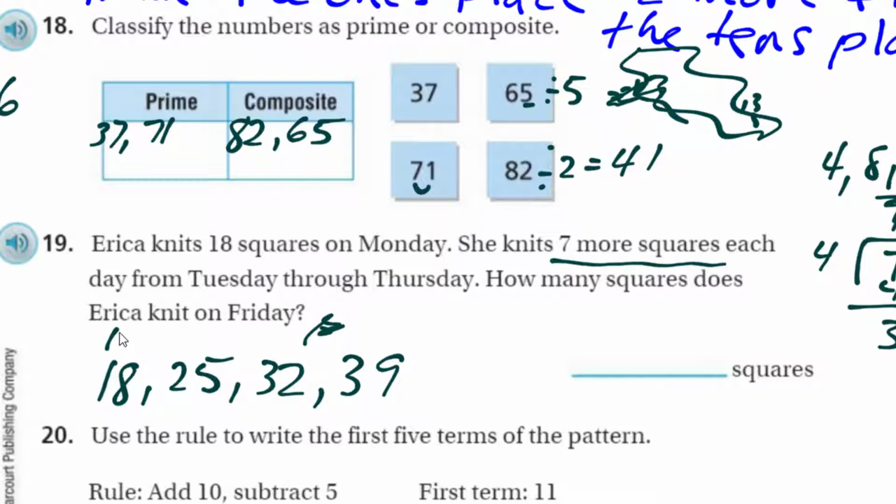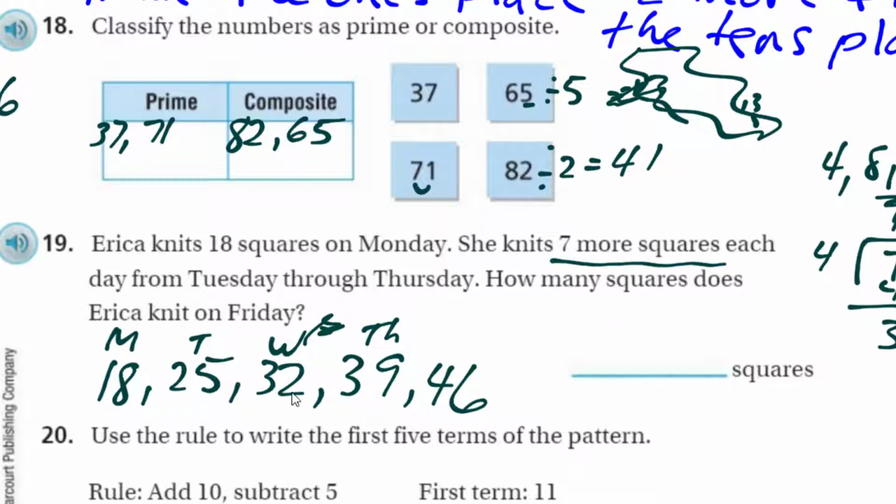So here we have Monday, Tuesday, Wednesday. Oh, that's Thursday. And then she's going to do all the way through Thursday. So that's going to actually equal 46. Oh, that's for Friday. Thursday was 39.